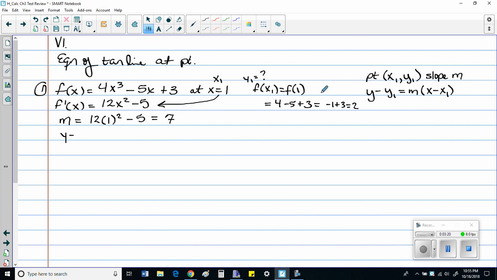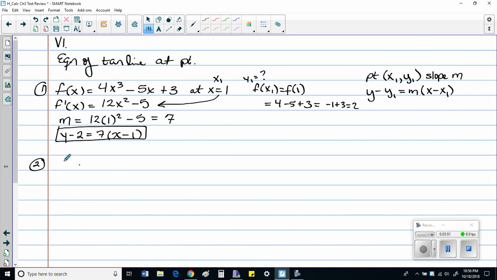Y minus y1, which is 2, equals 7 times x minus x1, which is 1. Done. Now this is not very graphical form. If they tell you to then graph its function, you need to turn this into y equals mx plus b form, or in other words, slope-intercept form. That's the easiest way to graph it. Although, I guess not. You could also start at the point 1, 2, and then use your slope of 7, up 7, right 1, up 7, right 1, whichever way you want to do it.